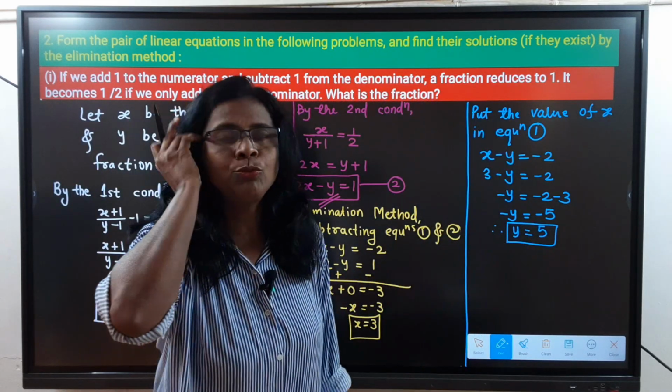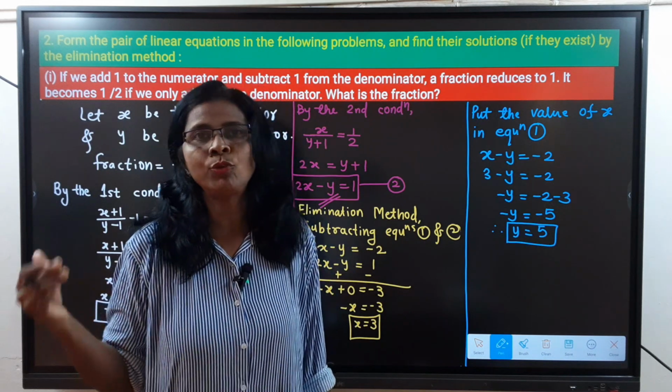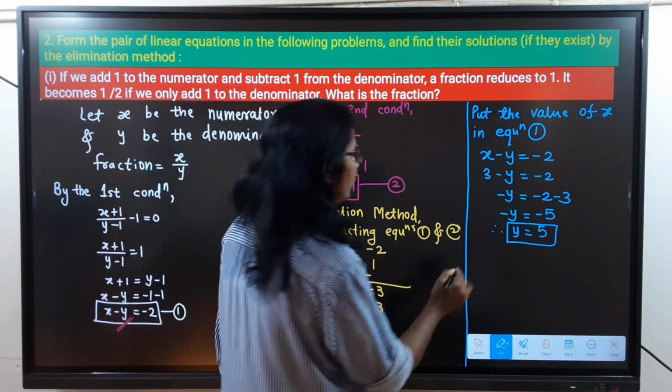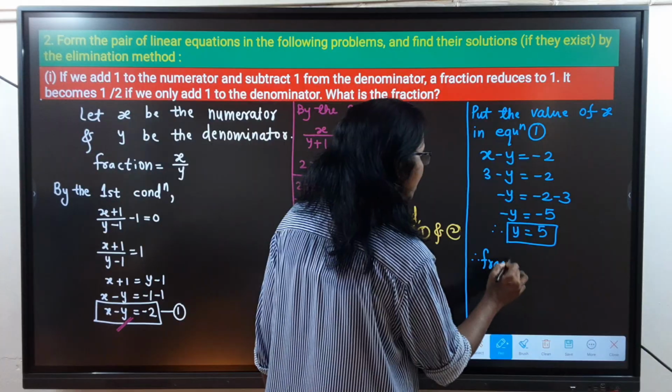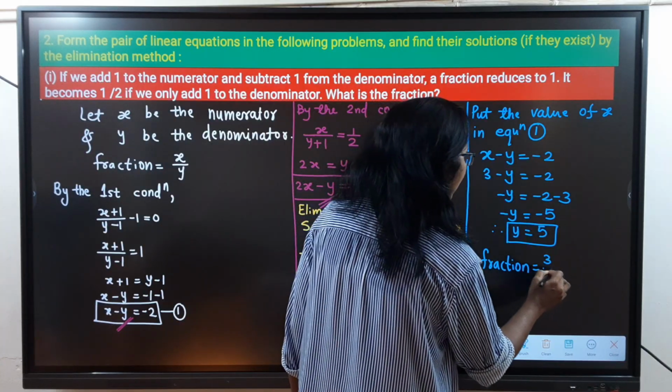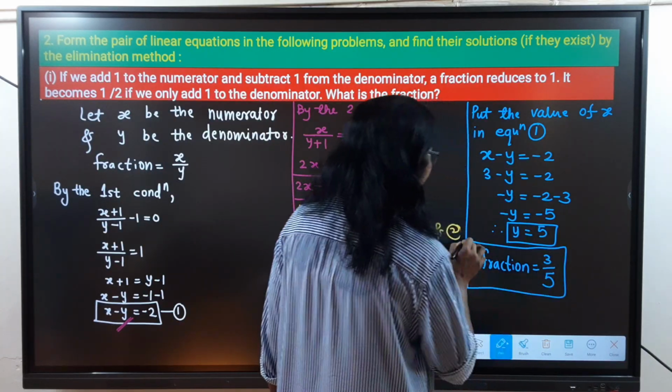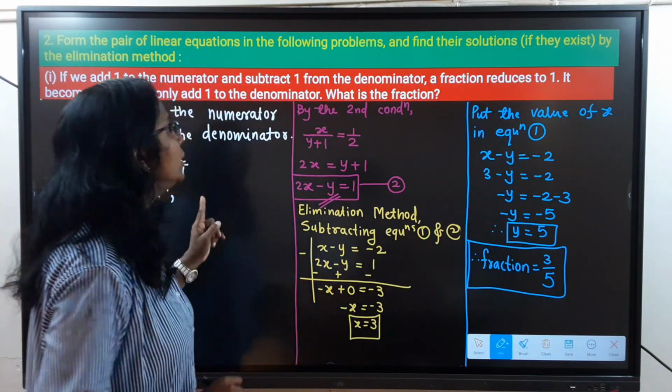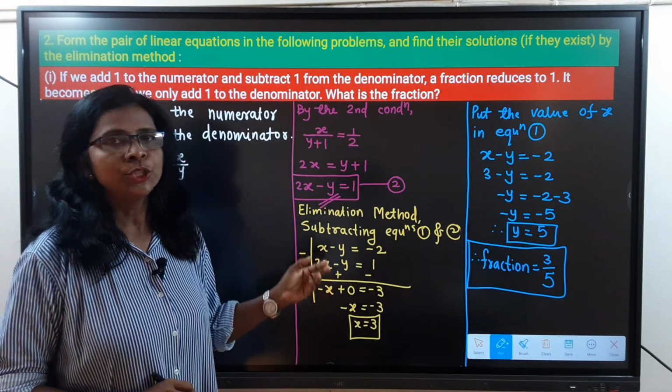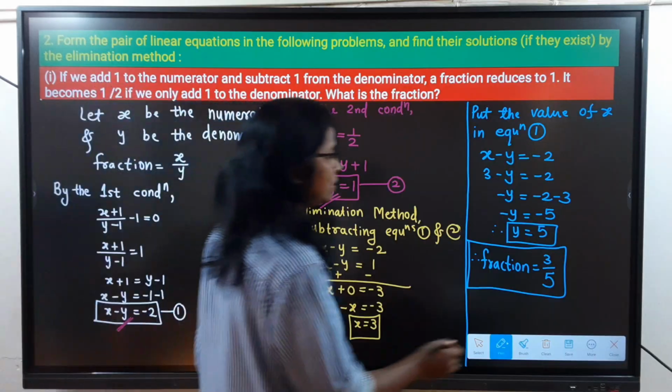Now here, students, we have the two values x and y. That means we have the two values of numerator and the denominator. So now we can say that the fraction is equal to 3 upon 5. Okay, students, so this is our final answer. In such a way, using the elimination method, you can solve such a type of word problem. Now see the next example, students.